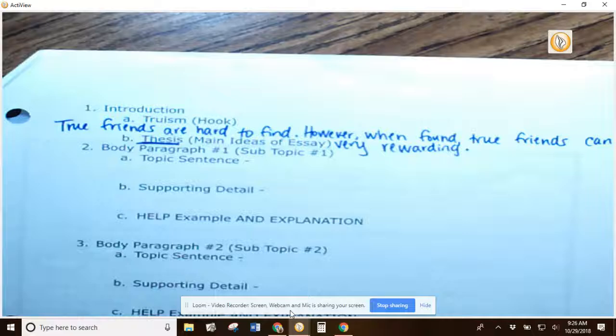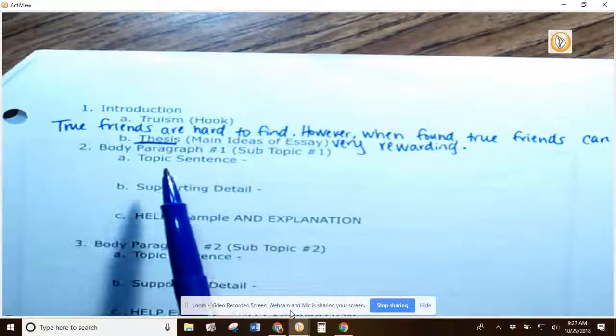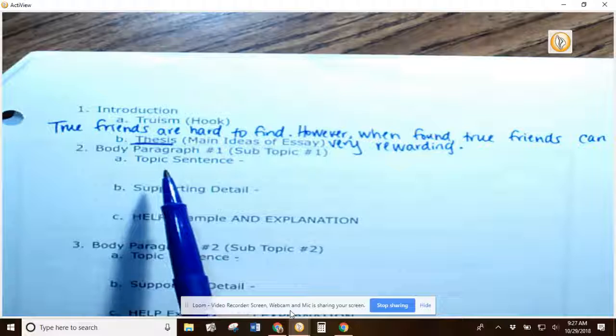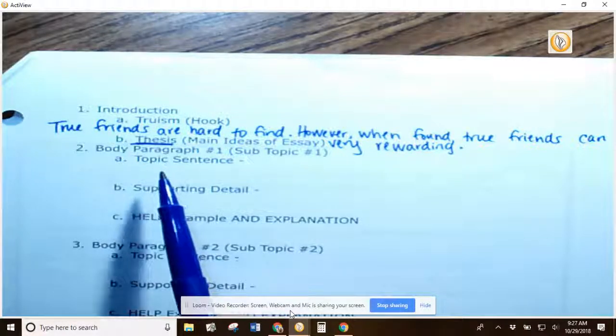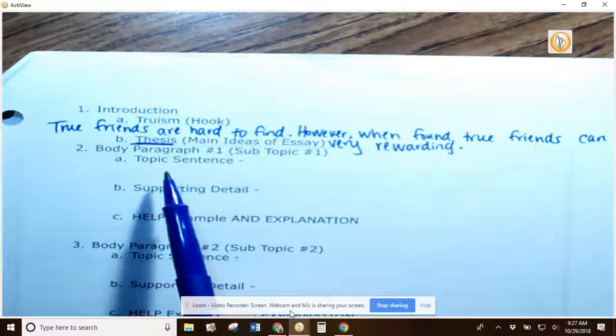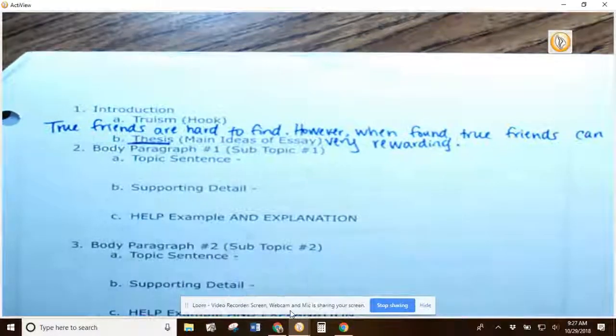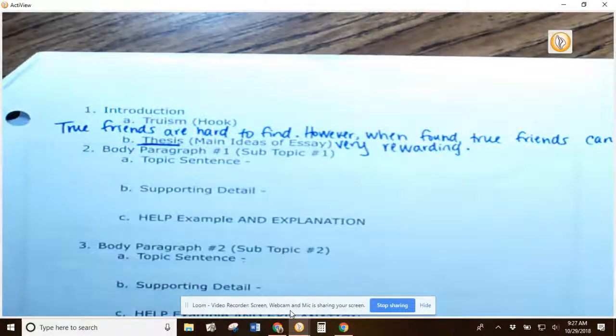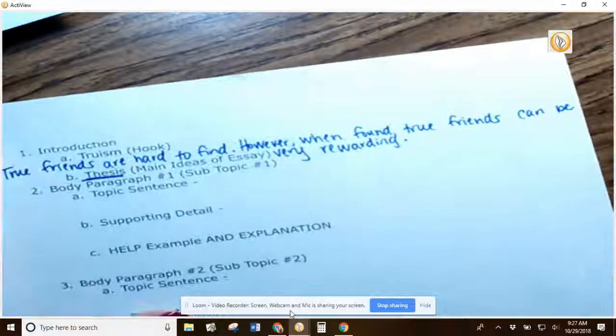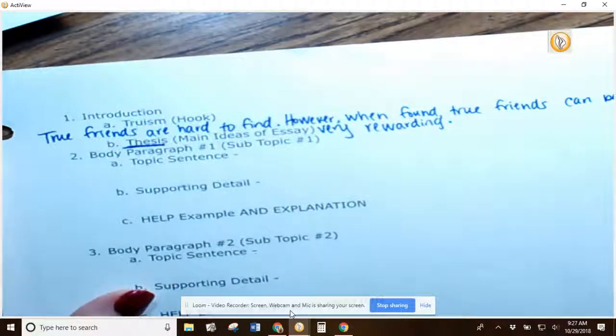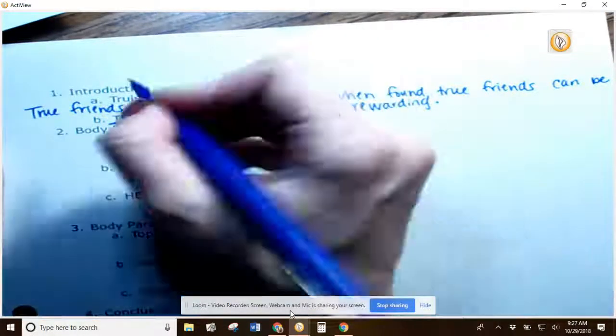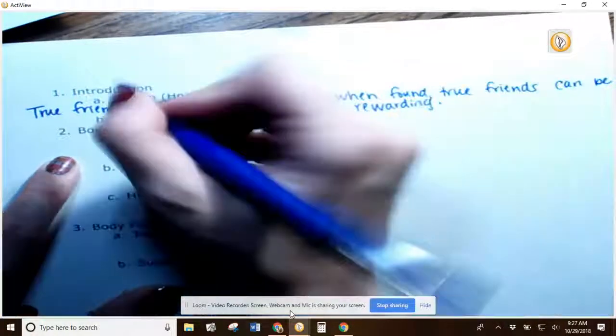Now in a body paragraph, you have to have a topic sentence. What is a topic sentence? Anybody know? You start off with what you're about to talk about. It's kind of like the thesis statement for your paragraph. It's the main idea of your paragraph. So what is the main idea of our first paragraph going to be? It's going to be about what? Loyalty. And it needs to tie back to our thesis, which is our definition of friendship.